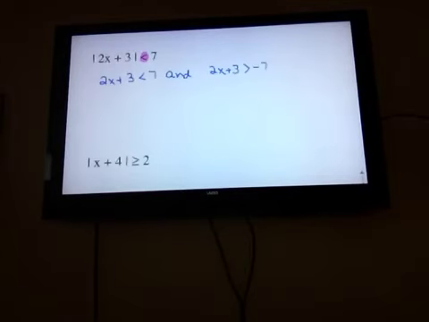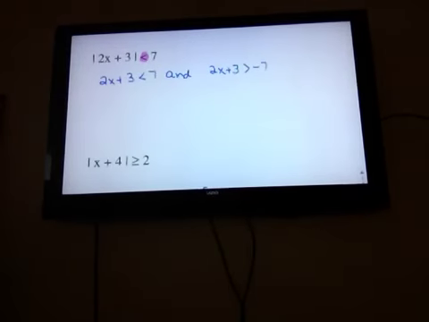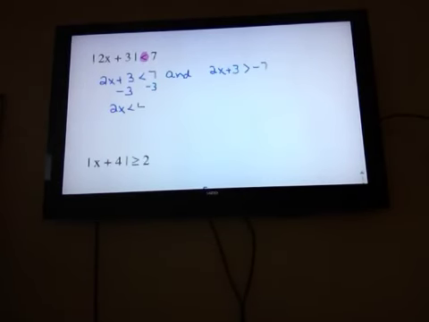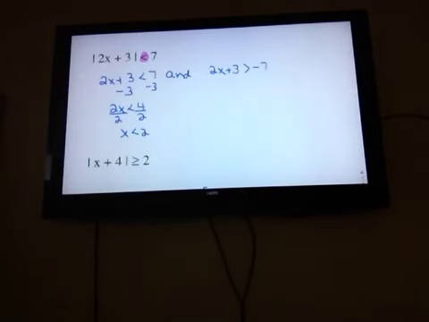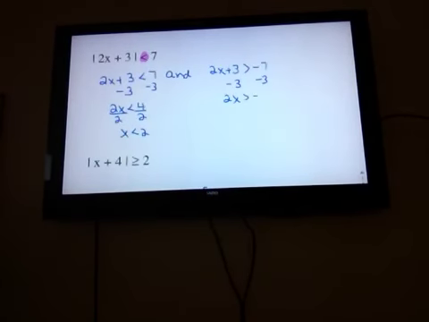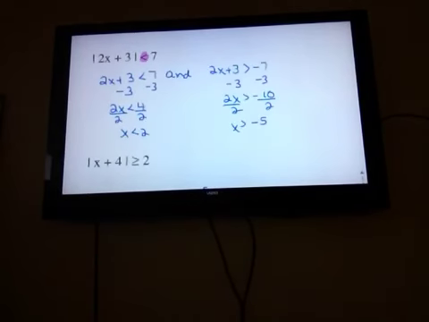Don't be alarmed if you come up with fractions on these. I don't remember if I did fractions or not on your OTL, but don't be alarmed if you do, okay? So we subtract 3. So 2x is less than 4. Divide by 2. And x is less than 2. And on the other one, we're going to subtract 3. So 2x is greater than negative 10. And divide by 2, x is greater than negative 5.